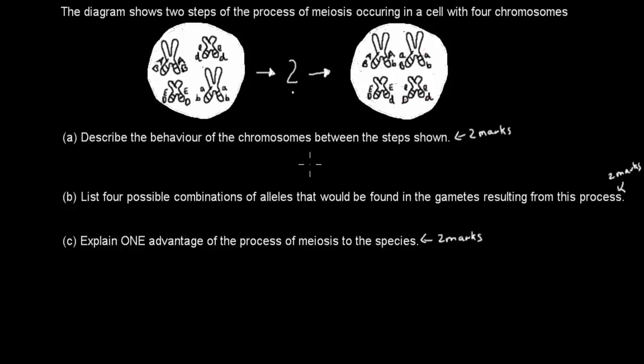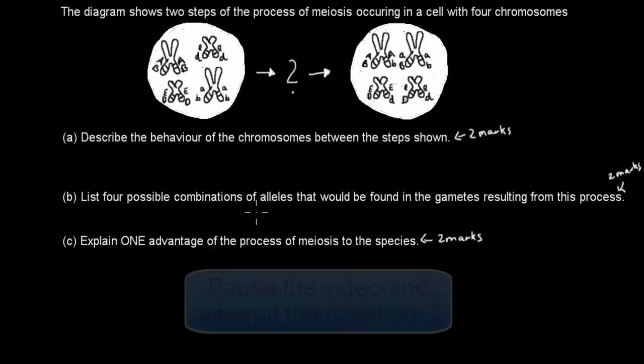A, describe the behavior of the chromosomes between the steps shown, that's worth 2 marks. B, list 4 possible combinations of alleles that would be found in the gametes resulting from this process, that's worth 2 marks. And C, explain 1 advantage of the process of meiosis to the species, that's worth 2 marks. So when you're ready, press pause and attempt the question.